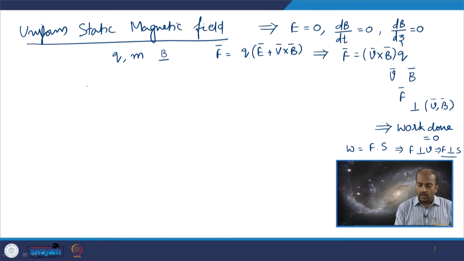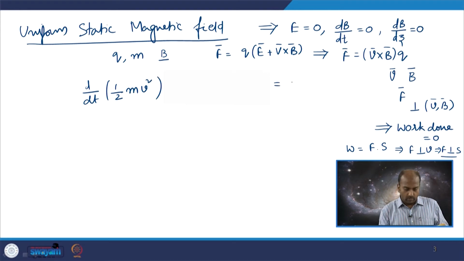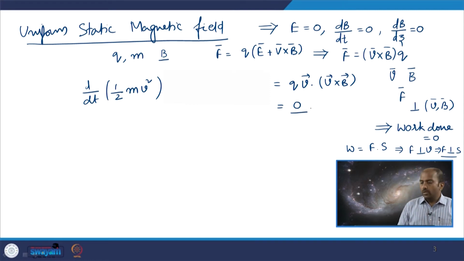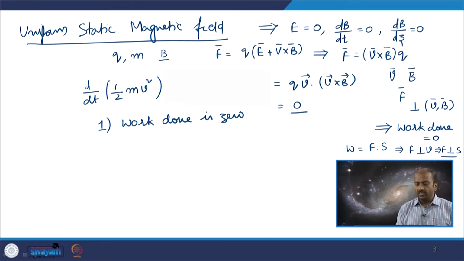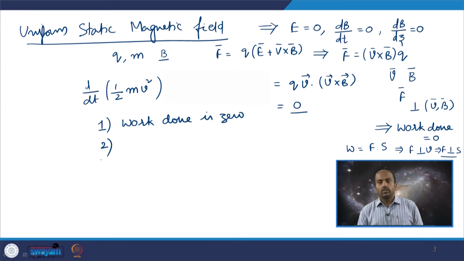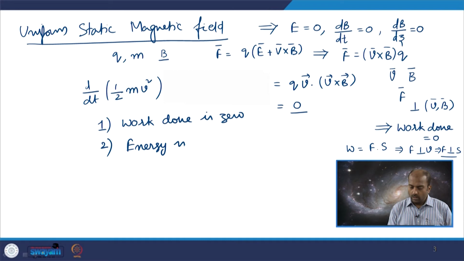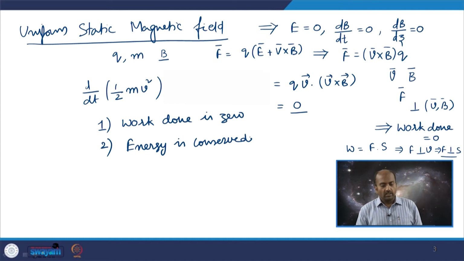Let us say we take the rate of change of kinetic energy of the particle, mv squared, which equals qv dot v cross B. From the vector identities we can say that this equals 0. So here we can say, number 1, work done is 0. We are saying this in the beginning itself, whereas in the electric field case, we said this at the end of the discussion. And the second thing is energy is conserved in this picture, and the total amount of work done is 0.